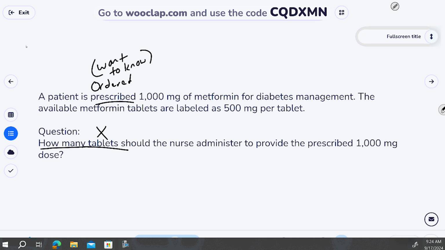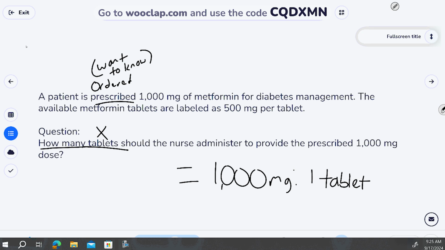All right, how many tablets should the nurse administer? So what do you know, right? Or what do you want to know? I want to know how much I need to get 1,000 milligrams, right? So my X is tablets. That's one side of my equation already. The want to know is 1,000 milligrams is to X tablets. That's it. That's simple. Okay. That's the want to know equals what I already do know.